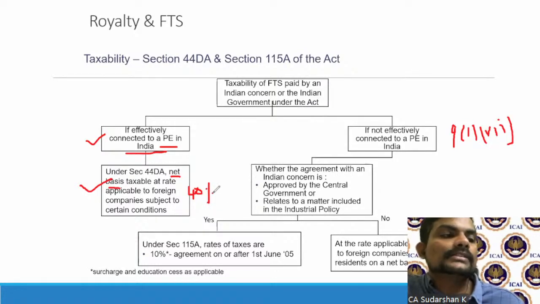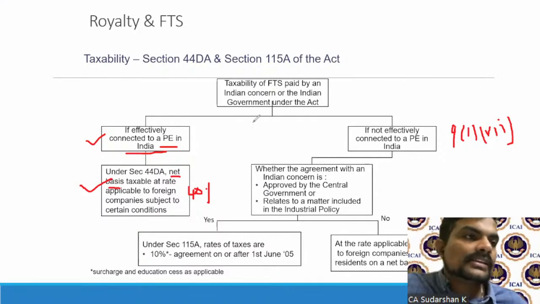At 40%. However, there are certain conditions. What are those conditions? You need to file your audit report. You need to file your tax returns. You cannot claim expenses other than those that are incurred for the PE. So please keep in mind section 44DA.